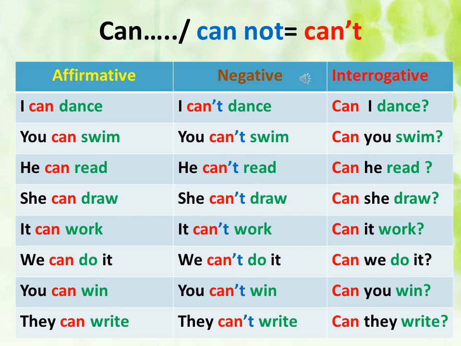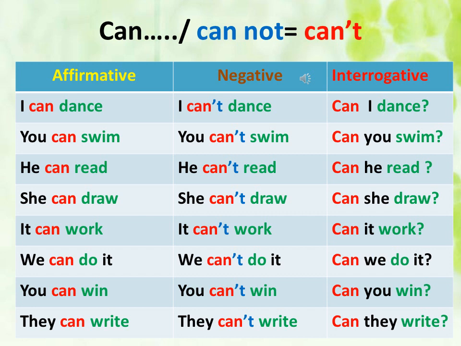Okay, now there is a table that summarizes the form of can in all cases: affirmative case, negative case, and interrogative case. Look, so I can dance. You can swim. For example, he can read, she can draw, it can work, we can do it, you can win, they can write. Look at the verbs here. So we don't add anything, no s or anything to the end of the verb, neither to the modal. The modal stays as it is, it does not change, because it is not a verb.